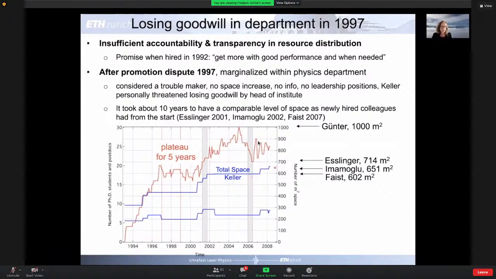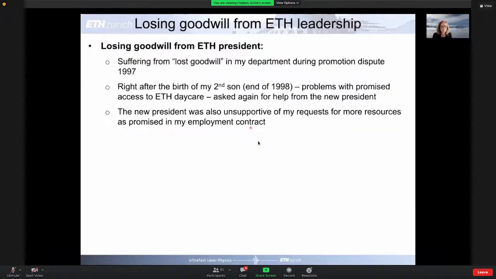It actually even pushed me into a regime where I did a sabbatical here at UC Berkeley, where I seriously considered leaving ETH. I was losing goodwill from the ETH president also, because after the birth of my first child, during this whole battle with the promotion, I lost the goodwill in my department. And then I had a second kid, and the president changed, and I again had problems with access to ETH daycare. I asked the new president for help, because the first one promised me the space and really helped me. But the new president did not consider this necessary.